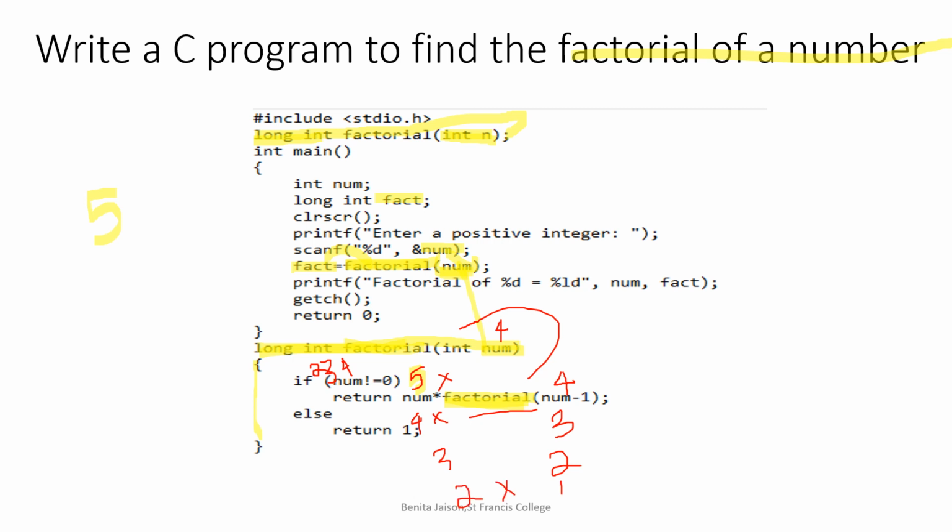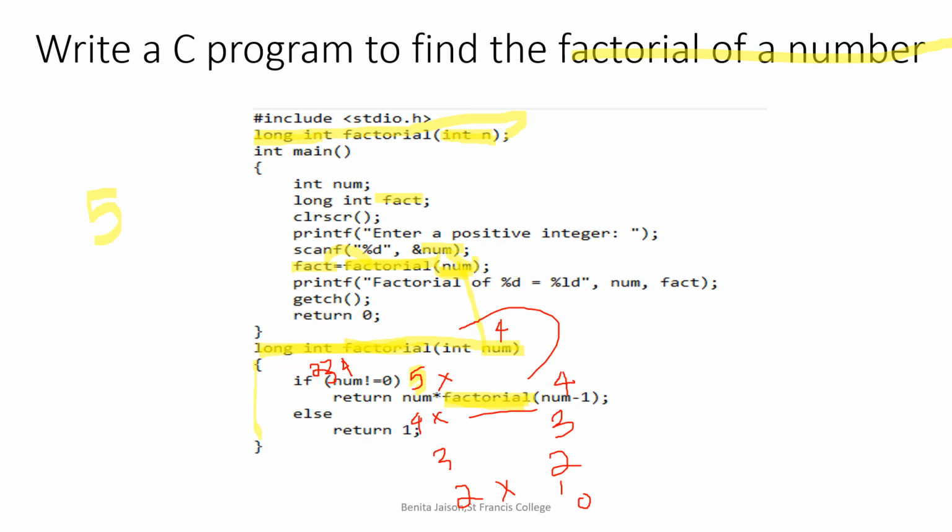Now it again will call factorial of 1. It will come over here. It will check 1 is not equal to 0. It will return 1 into factorial of 1 minus 1, that is 0. So when it is going to factorial of 0, it will call factorial of 0. If num is not equal to 0, but our current value of num is 0, so what will happen? It will go to the else part.